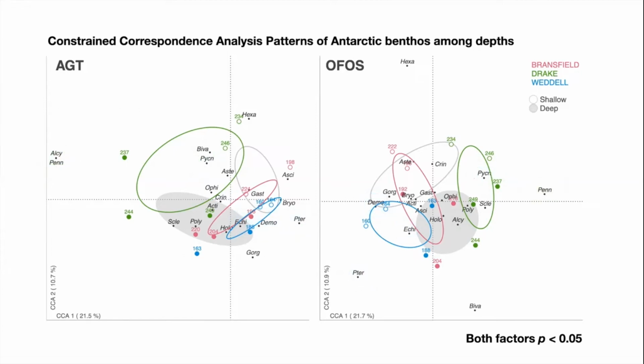Regarding the depth, there were some discrepancies between the groups that were sampled. As you can see, the Scleractinia, the Polychaeta, and the Gorgonians from the AGT are different from the Holothuroidea, Gastropoda and Bivalvia that are present in OPHOS.